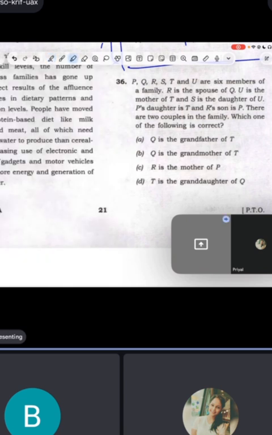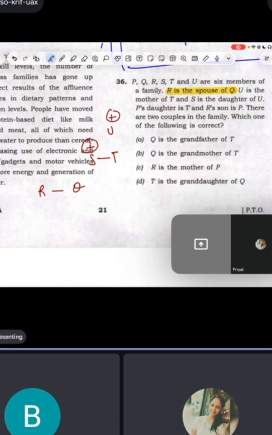So see now, six members are there. Okay, no problem. R is the spouse of Q. But who is the husband and who is the wife? I don't know. U is the mother of T. It means U definitely is female. And S is the daughter of U. It means they are definitely siblings. Any doubt here? And S is definitely female.